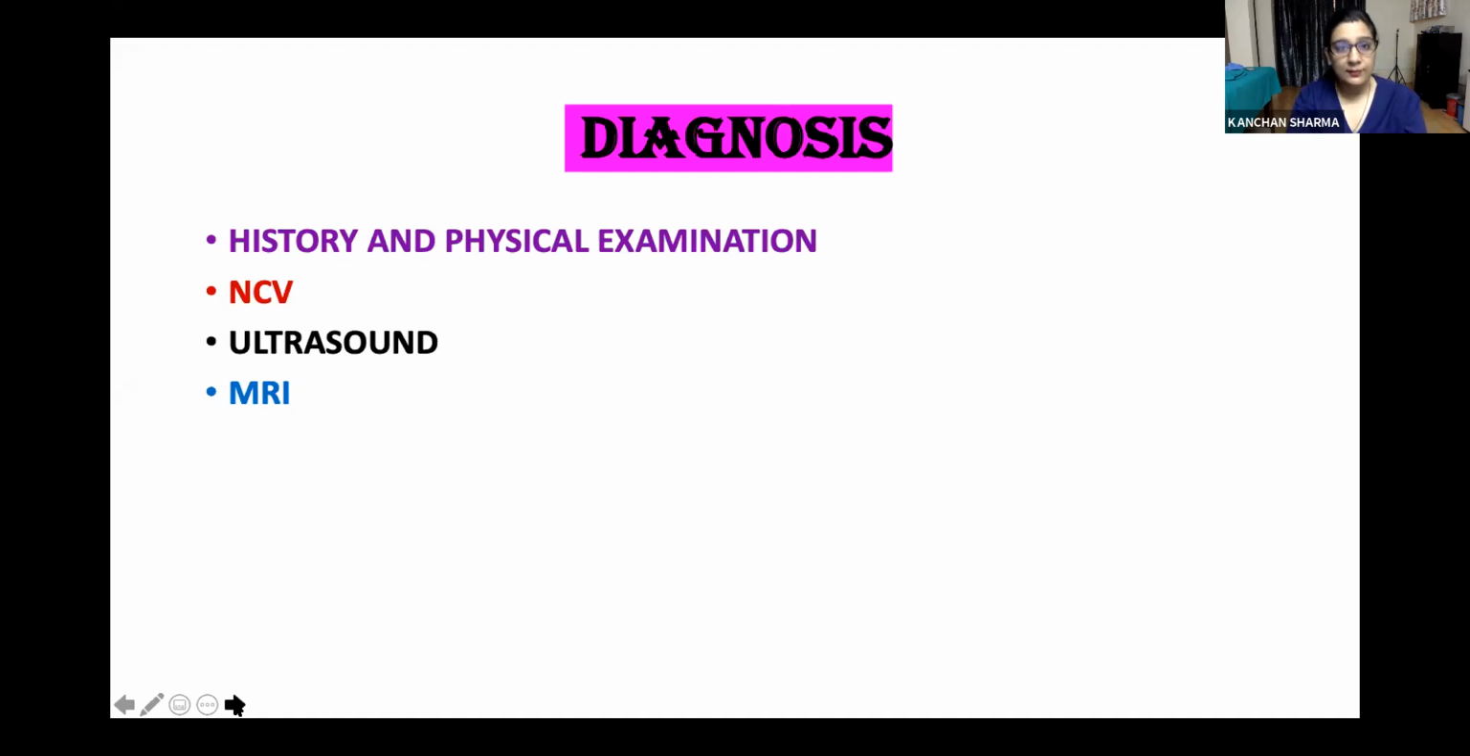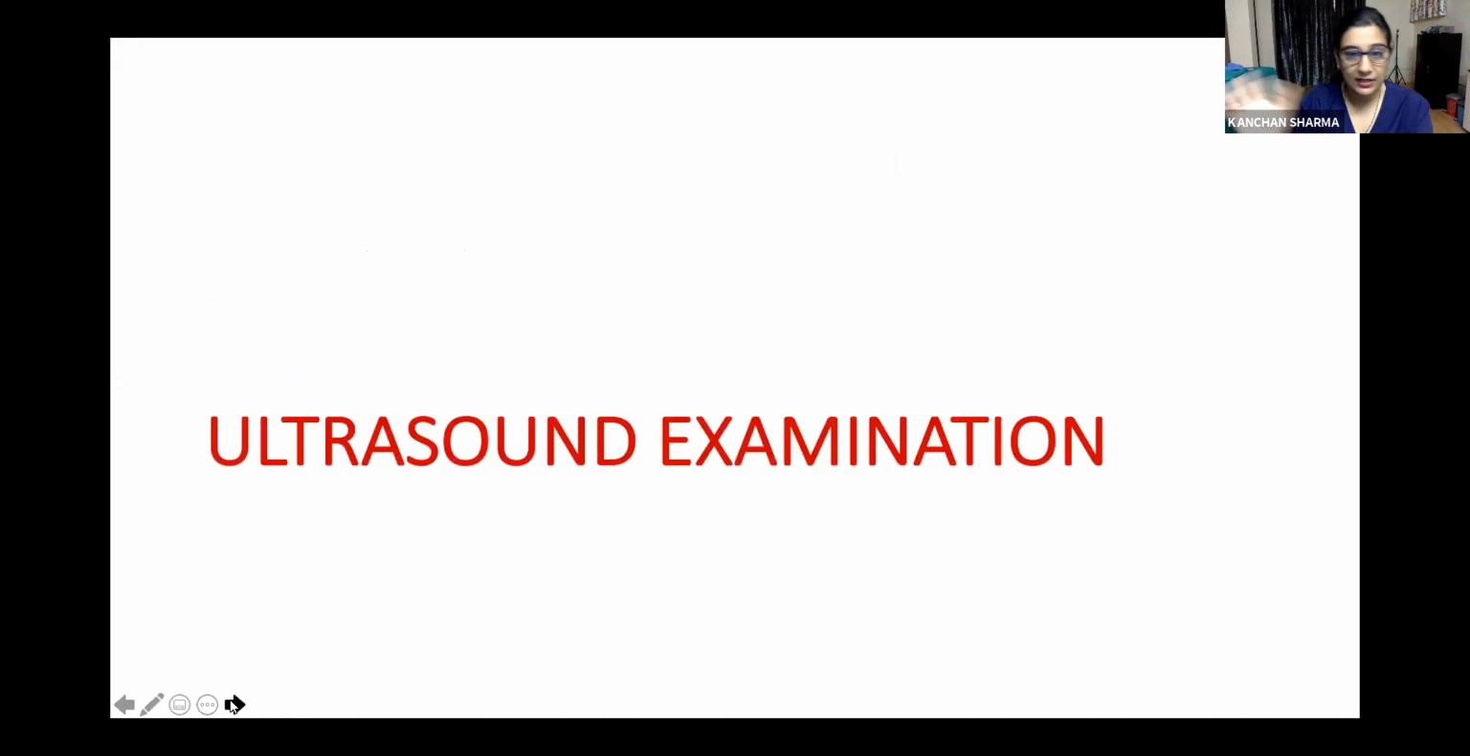History and physical examination, on the basis of that, you will be forming the diagnosis. NCV, nerve conduction velocity, is very diagnostic, the modality of choice, and you will see the decrease in the amplitudes in the nerve conduction velocity. Ultrasound is a very good modality to find out carpal tunnel syndrome. And what all we will see, I'll just show you.